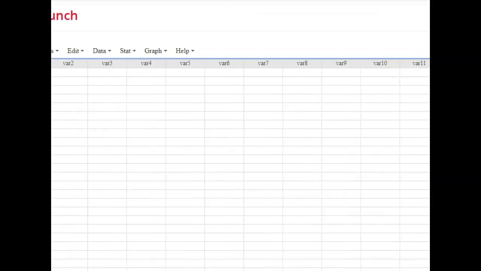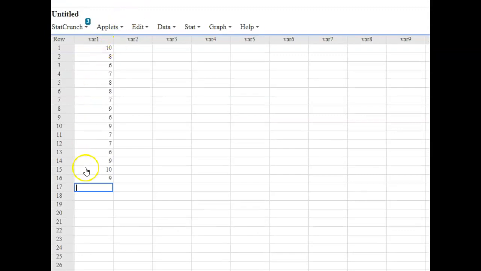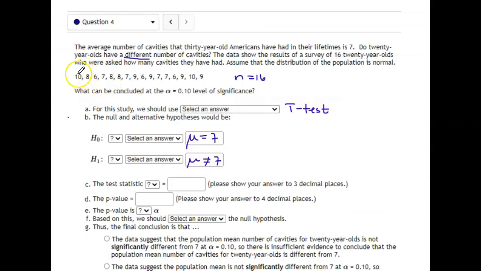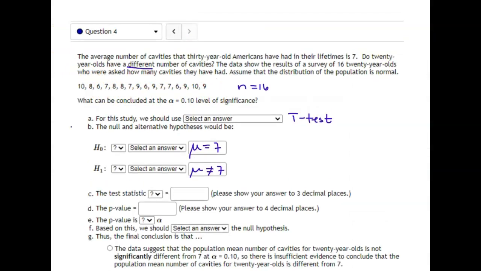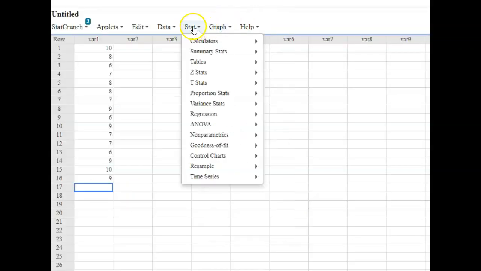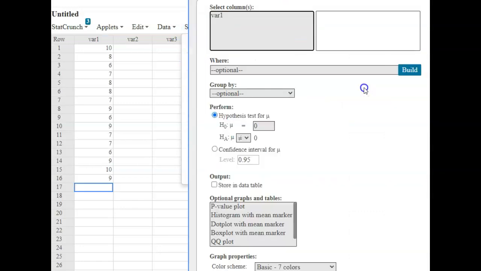Alright, so you have to type in the data in one of the columns. I did that ahead of time, so I don't waste time doing that. So you take your data from here and just type it into a column. Then you go to Stat, T Statistics, One Sample, With Data. You're going to choose the column name of R1. Then you're going to type in your hypothesis. So the null is that mu is equal to 7, and the alternate is mu is not equal to 7. And we're going to compute.